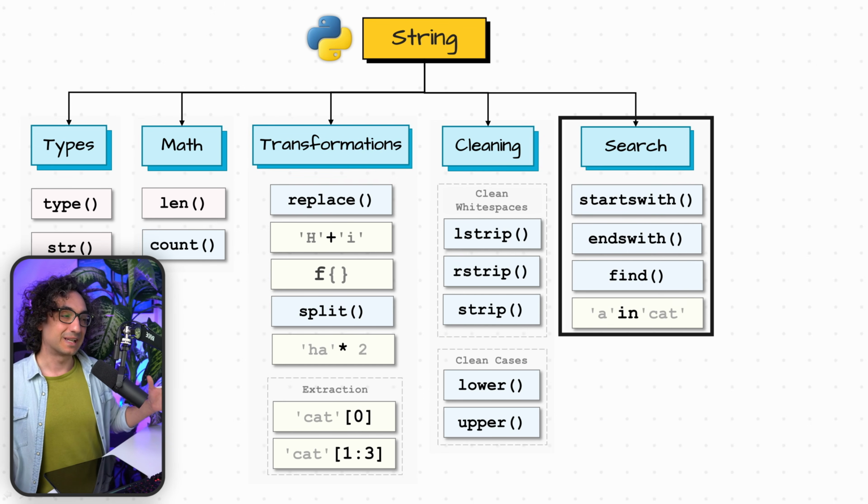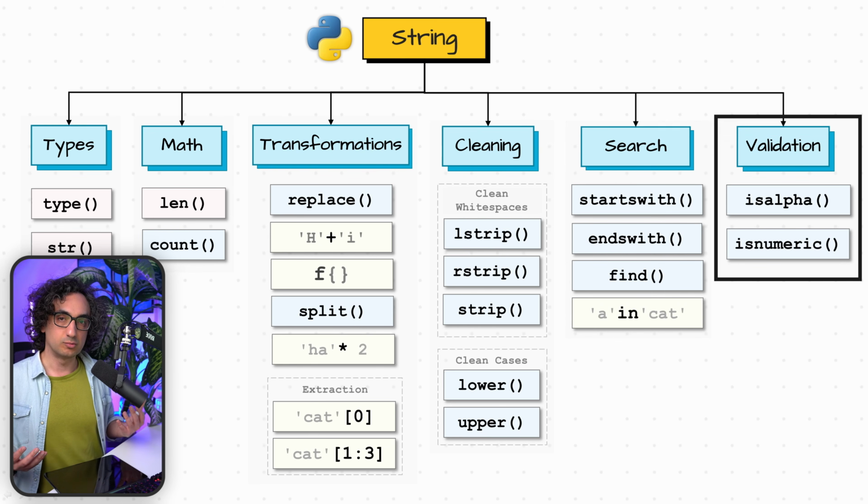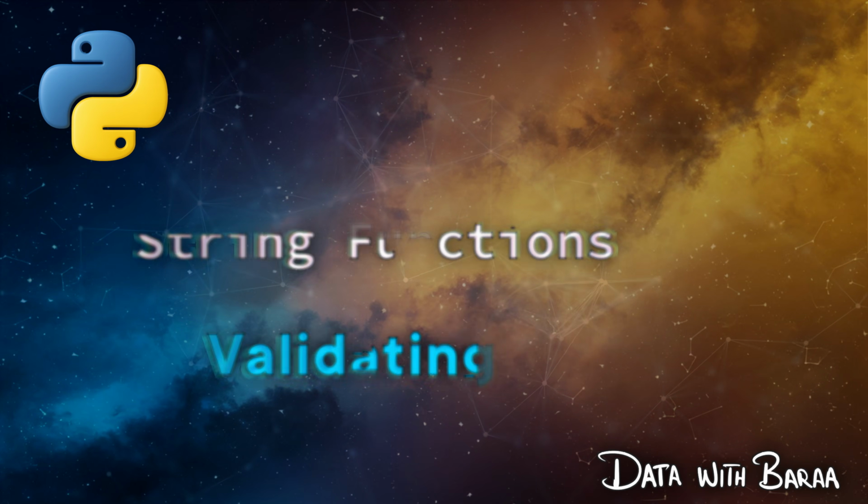Okay, so this is how you can search for things in Python. Now we're going to move to the last group. We will learn how to check and validate our value. We have here 2 methods in order to check and validate the content of our string. So let's check this group.